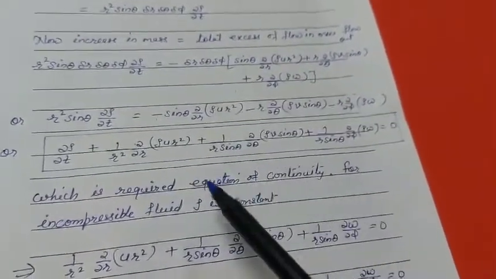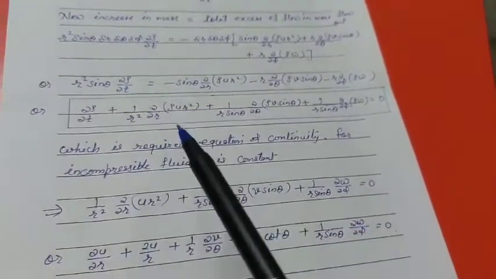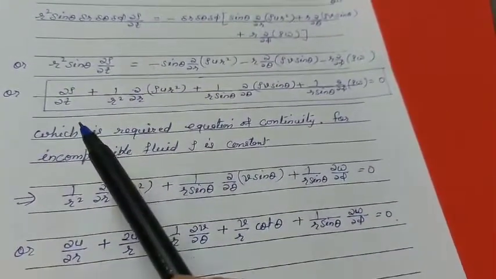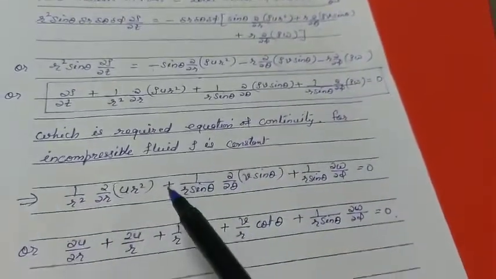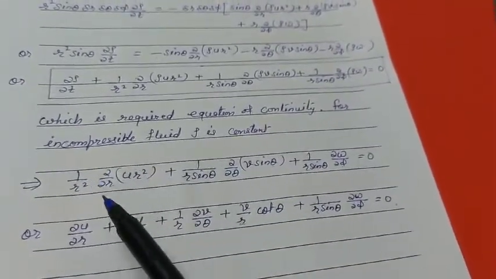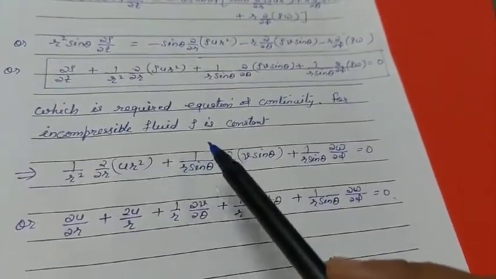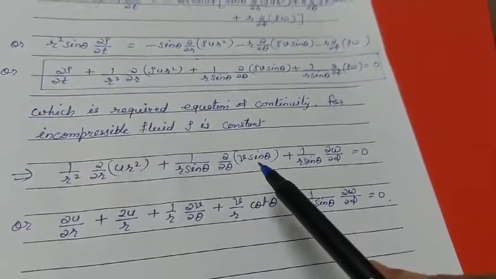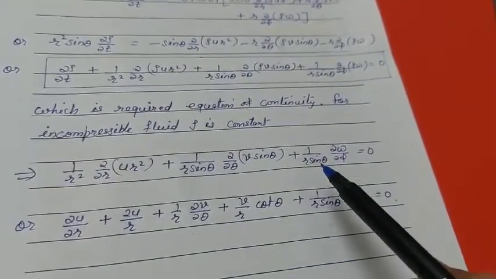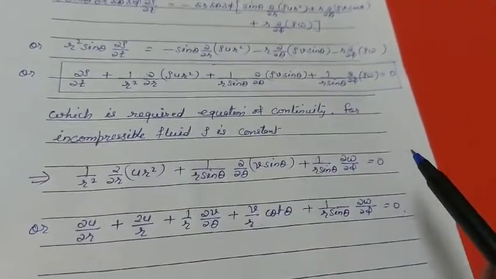Now for an incompressible fluid, rho, that is density, must be constant, and in that case del rho by del t is 0 and rho can be taken common throughout. So the remaining terms are 1 by r square del by del r of u r square plus 1 upon r sin theta del by del theta of v sin theta plus 1 upon r sin theta del w by del phi equal to 0, as rho is not 0.